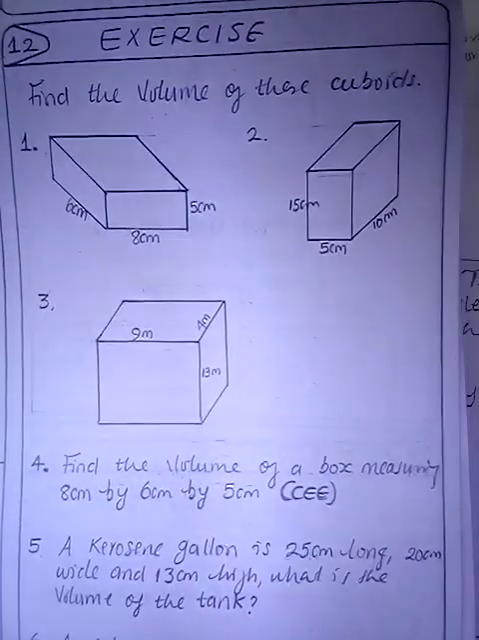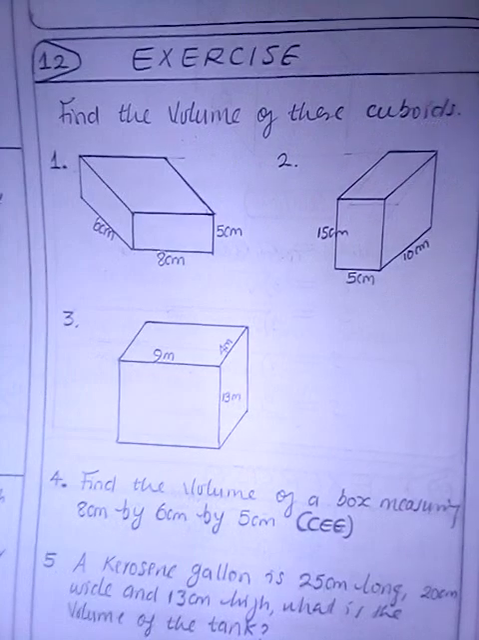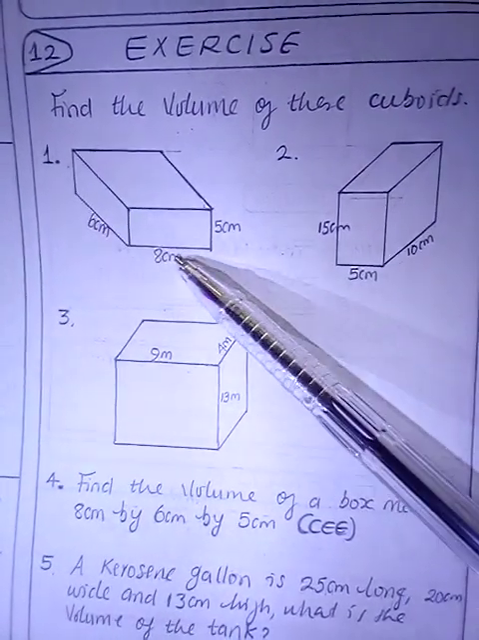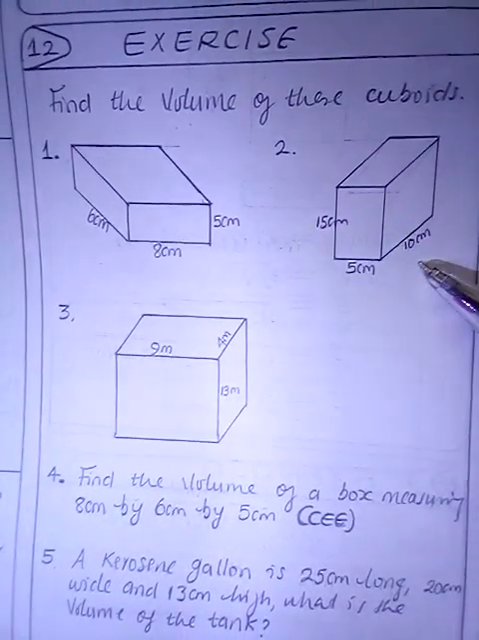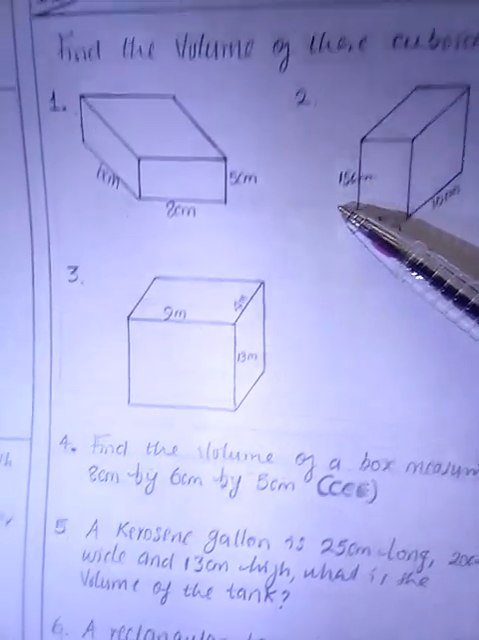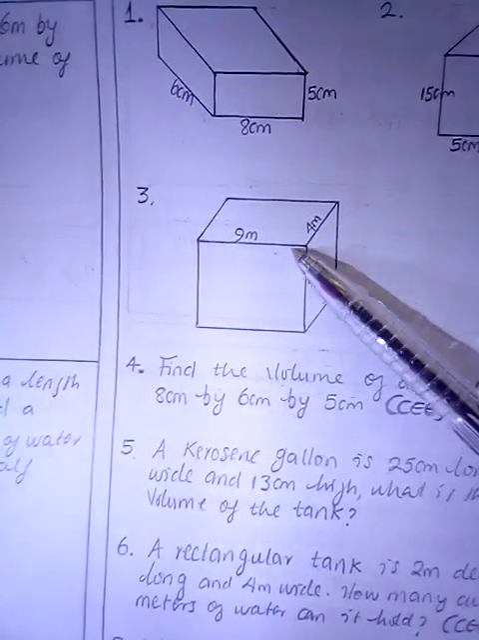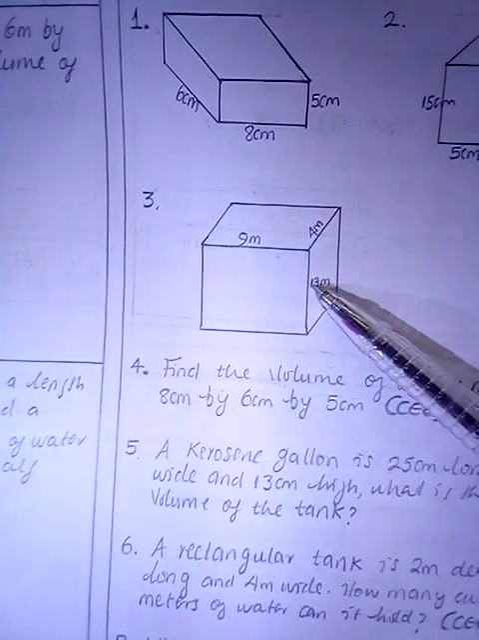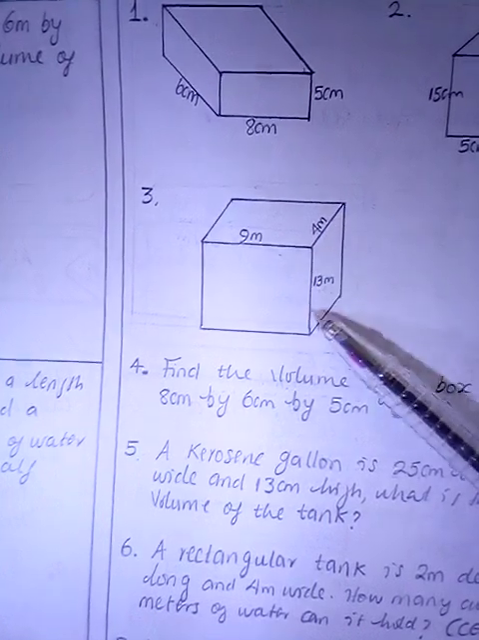Also, here you have some exercises that you can solve on your own for further understanding. Find the volume of this cuboid. Number one, the cuboid has length 6 cm, breadth 8 cm, and height 5 cm. Number two, the length is 10 cm, the breadth is 5 cm, and the height is 15 cm. Calculate the volume of it. And number three, the cuboid measures 9 meter by 4 meter by 13 meter.